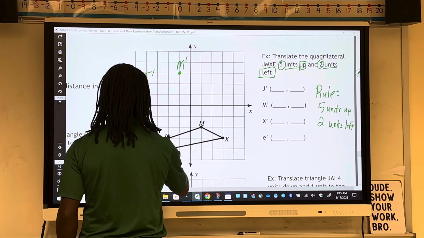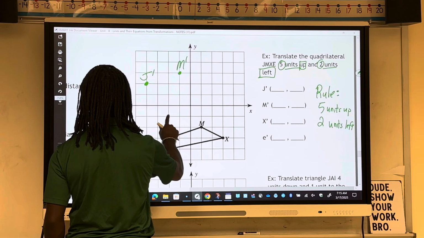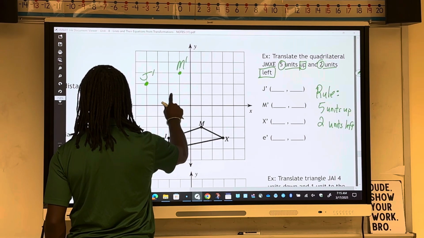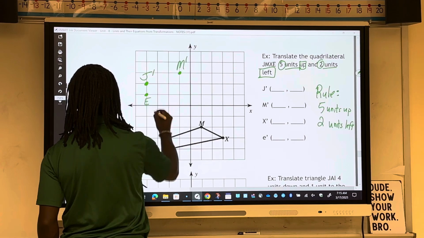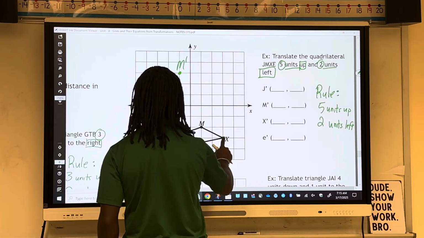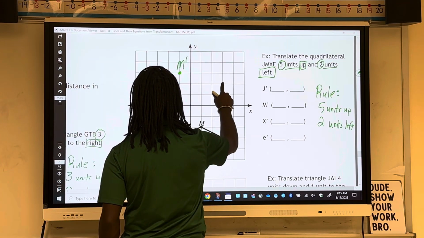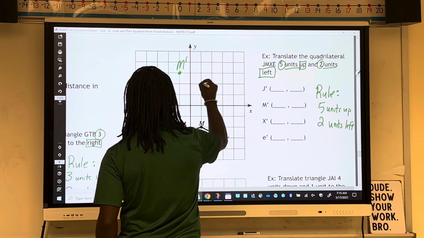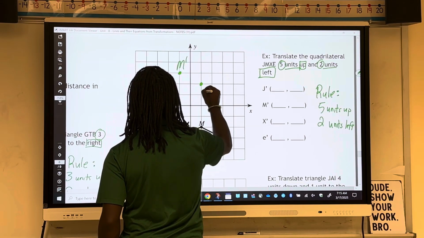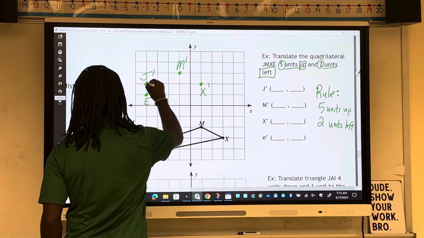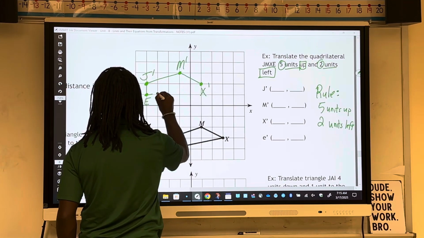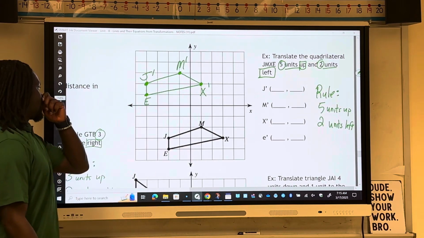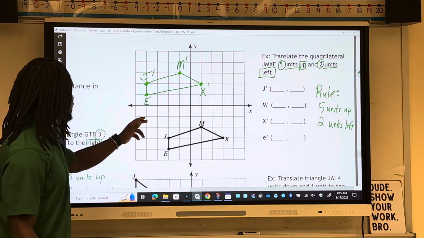Okay. E, 1, 2, 3, 4, 5, 1, 2. This is going to be our new E. And then X, 1, 2, 3, 4, 5, 1, 2. And this is going to be our new X. So we connect these. Okay. And we find our new coordinates.